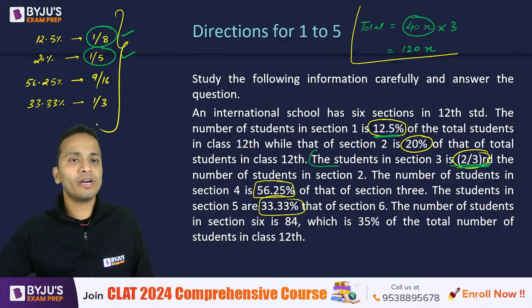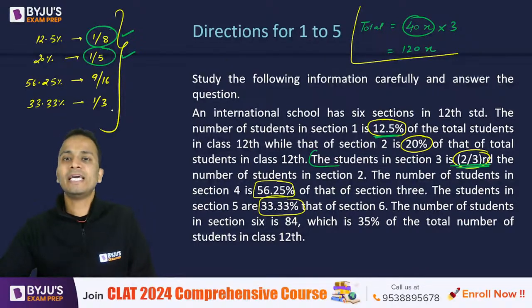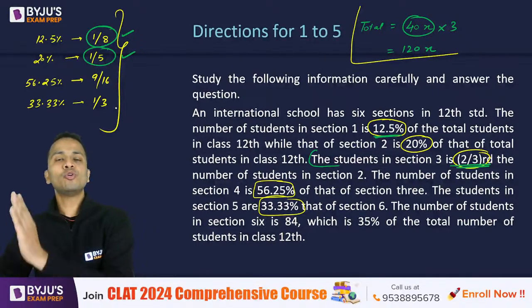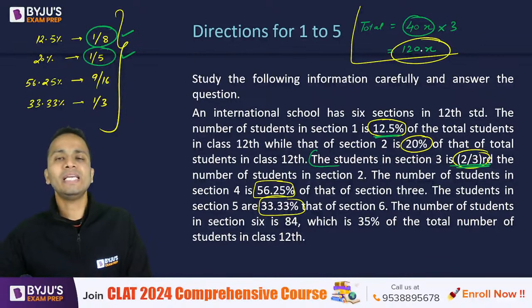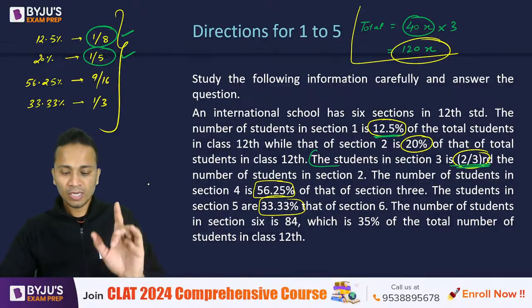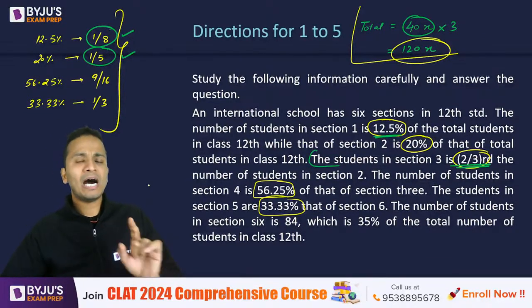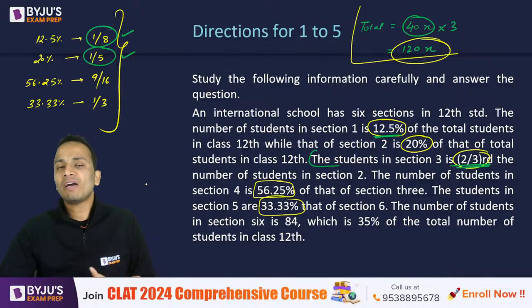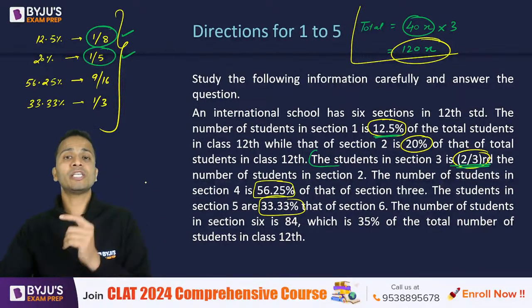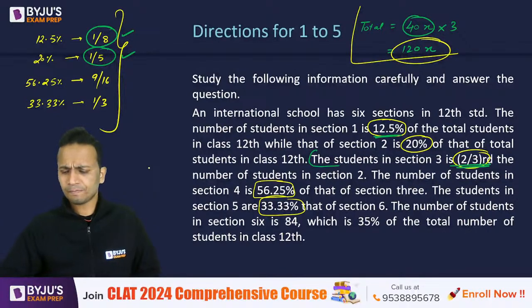If you know these fractions, then it will be easier for you to assume this number 120x as the total number of students. Now Varun, I'll explain how I converted these percentages into their fractional equivalents.